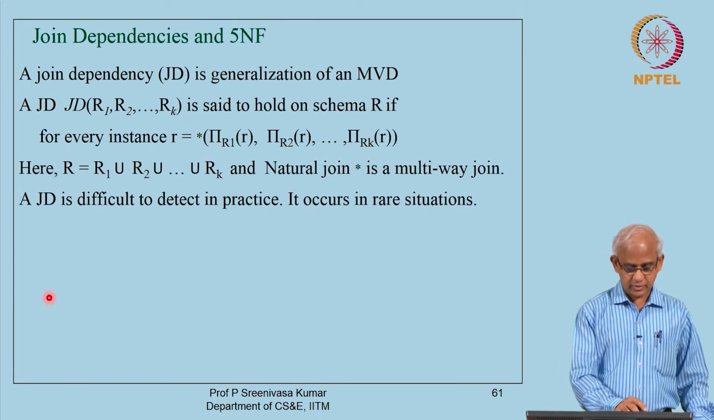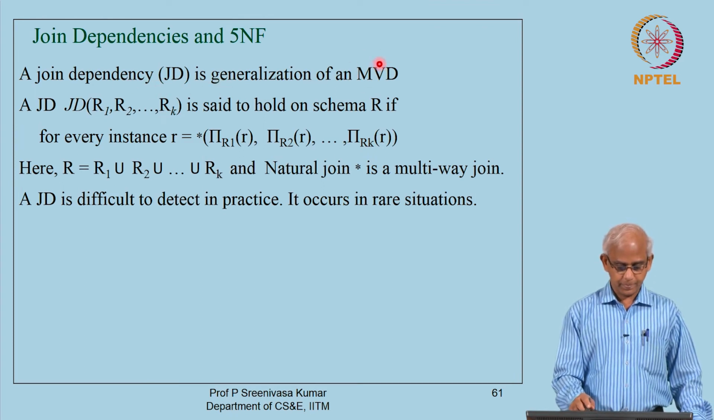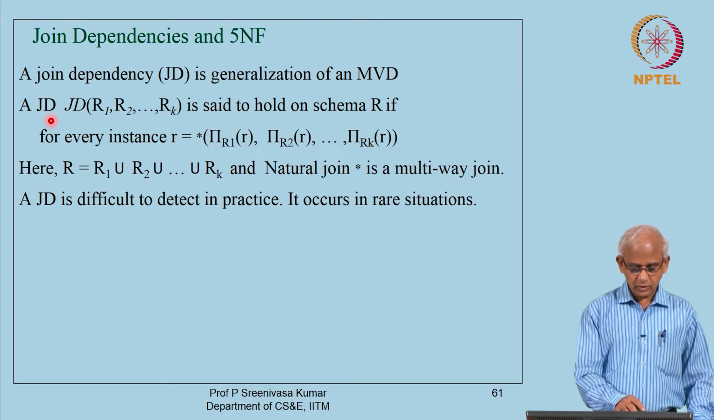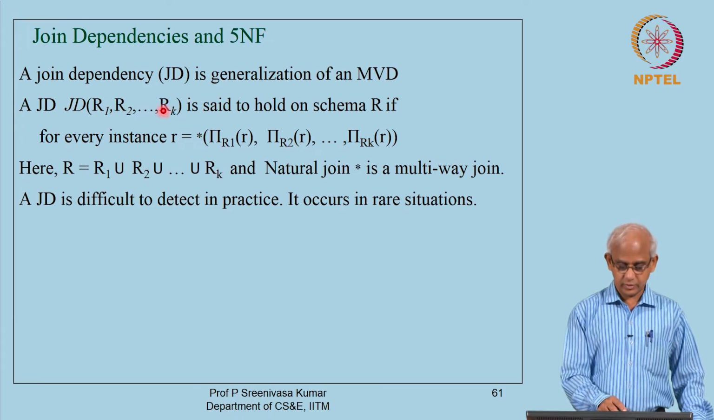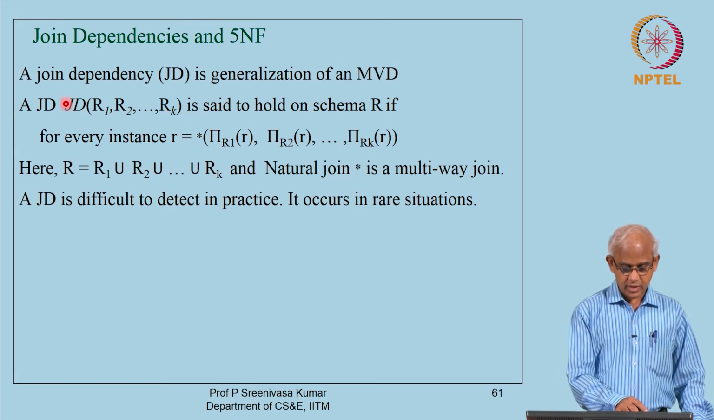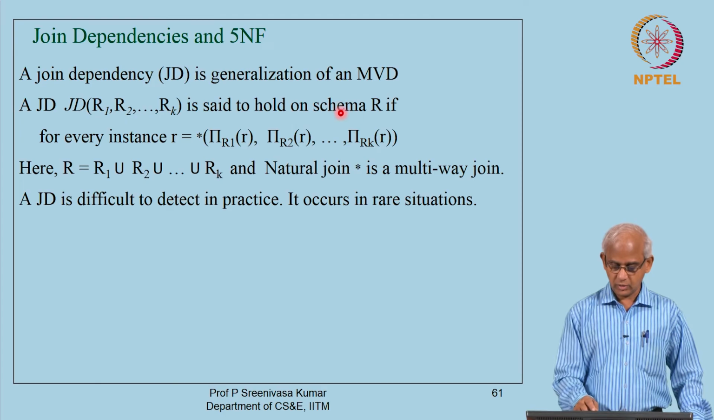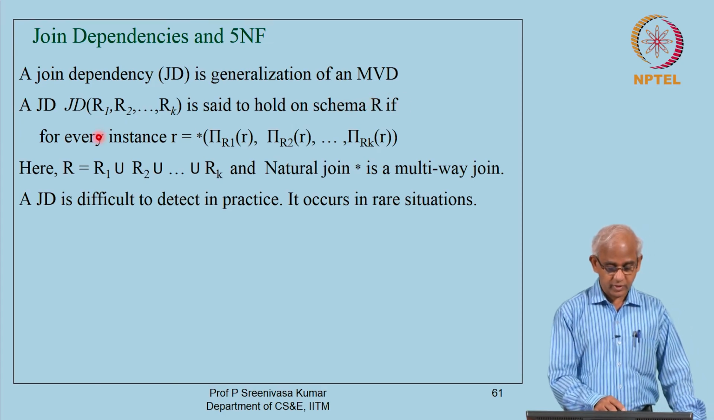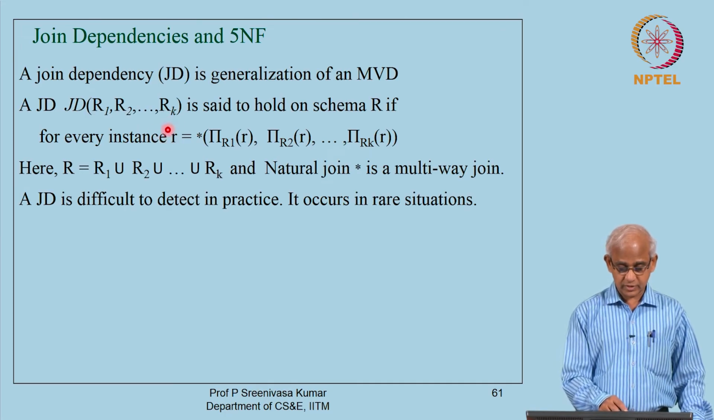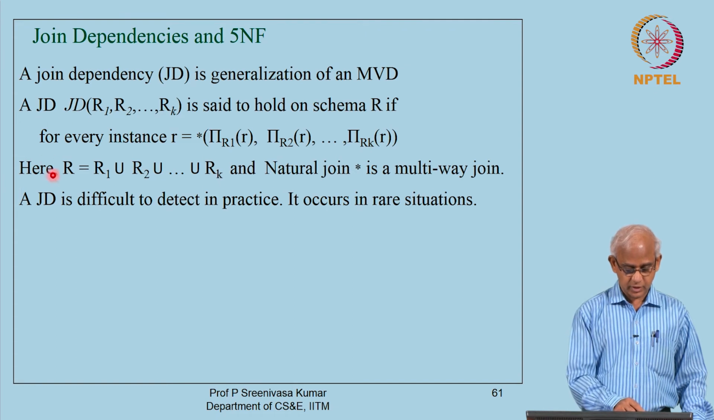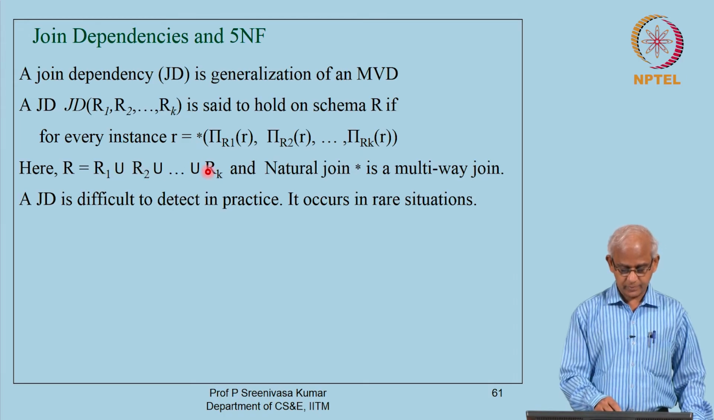Okay. So, joint dependency is defined like this. This is a generalization of the multivalued dependency, and it is written like this: JD R1 R2 Rk, where R1 R2 Rk are all individual schemes. So, a JD R1 R2 Rk is said to hold on some scheme R if for every instance of that particular relation R, where this instance R is on the schema capital R, which is the union of all these R1 R2 Rk. Okay.